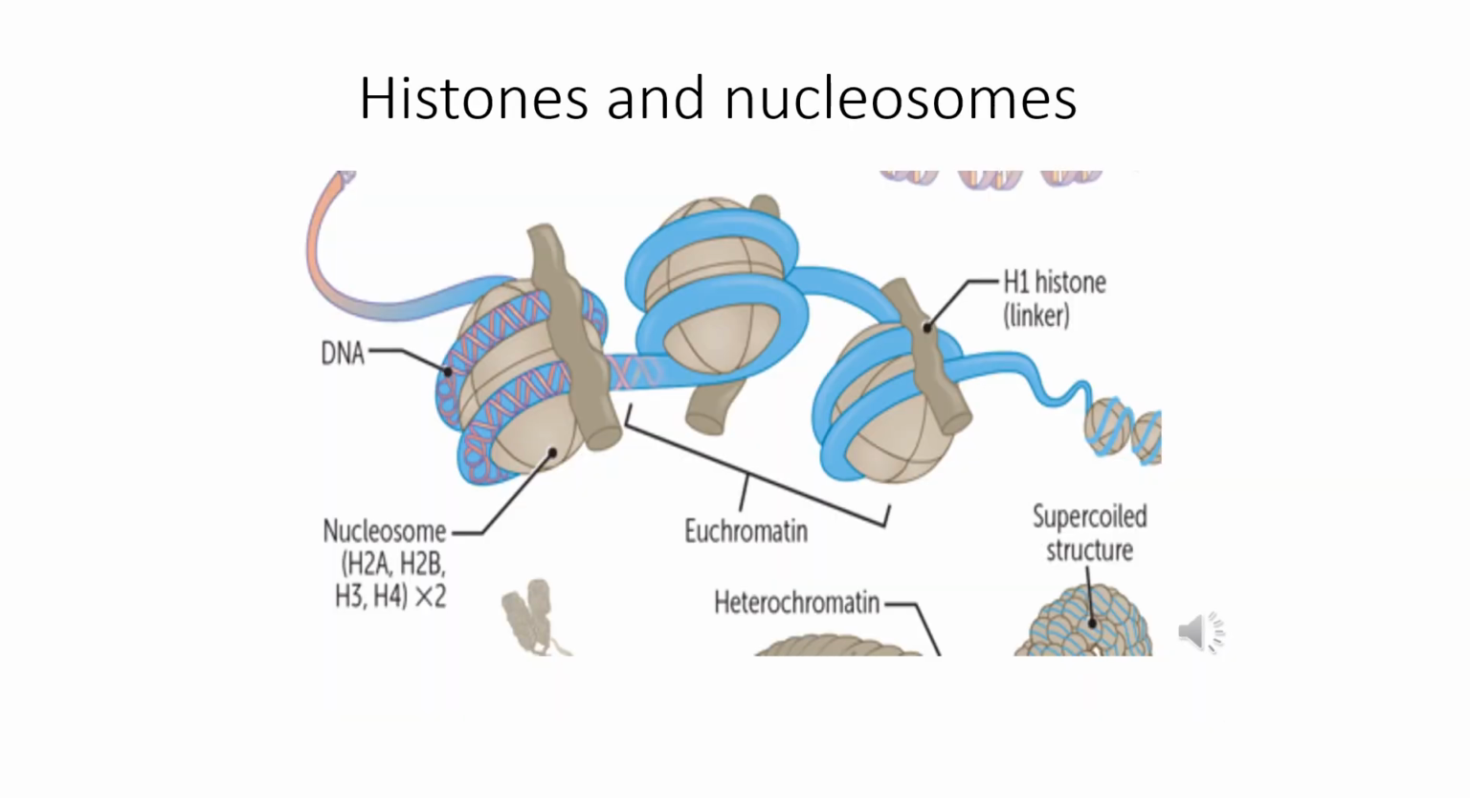Talking about histones and nucleosomes, DNA loops twice around a histone octamer to form a nucleosome, like beads on a string. Here, the H1 histone binds to the nucleosome and to linker DNA, thereby stabilizing the chromatin fiber. Phosphate groups give DNA a negative charge. Lysine and arginine give histones a positive charge.